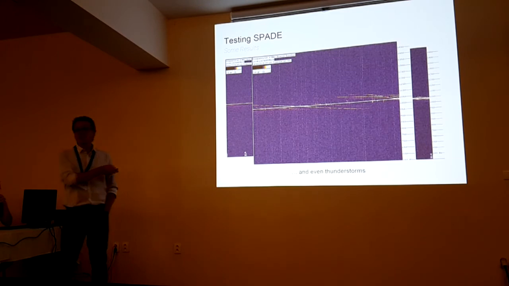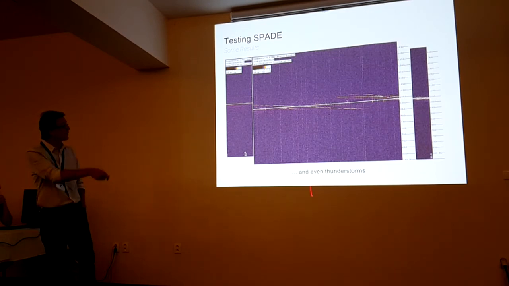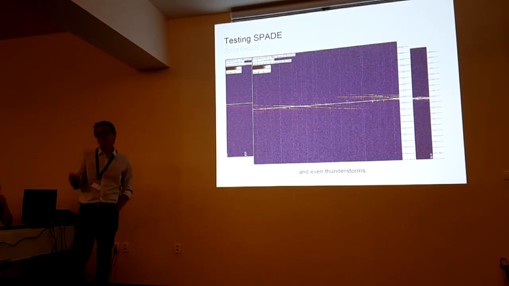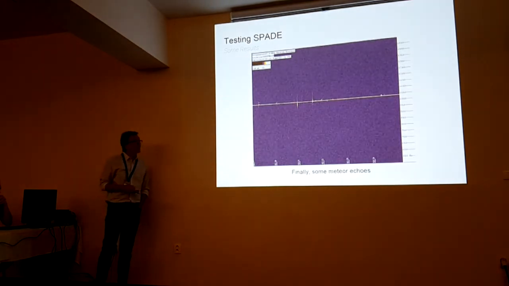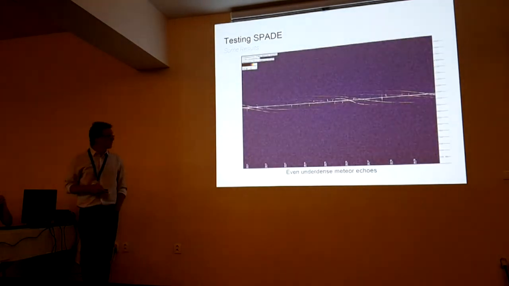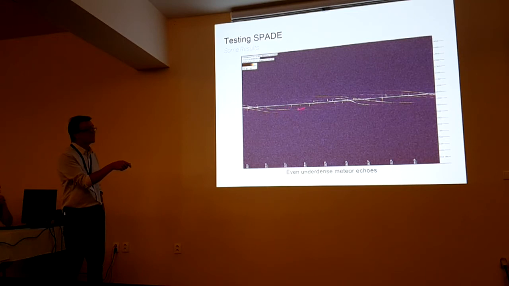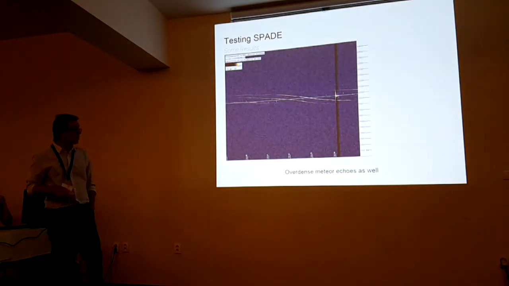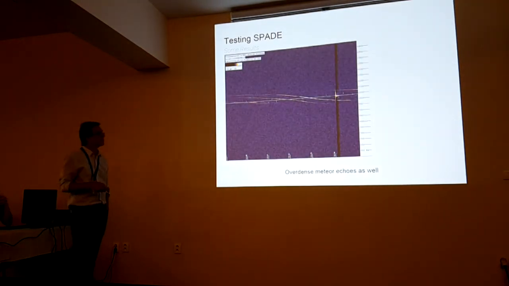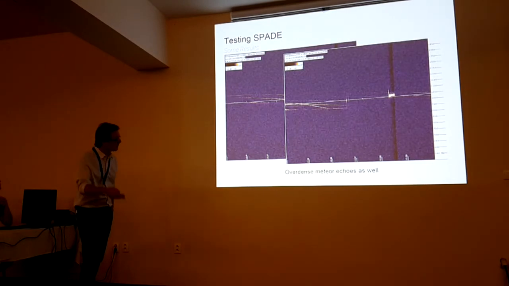I also got some thunderstorms. You see this interference here, completely vertical. These are just lightnings. But I also got meteors. Even underdense meteors, you can see here meteors. Some overdense meteors as well. Well, I said overdense. Bigger.